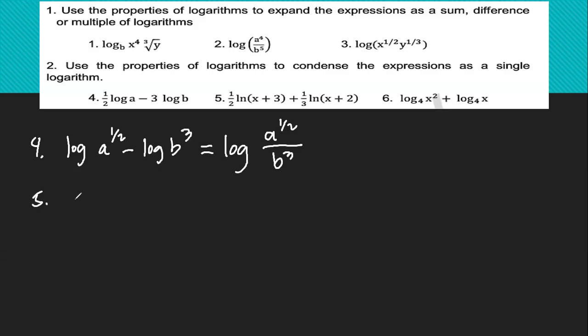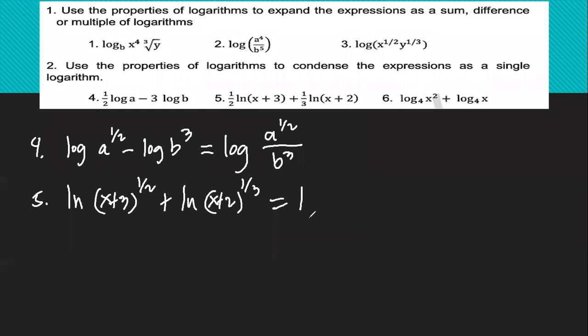Okay, number 5. So here the same thing. This one can be an exponent here, so you will have ln of x plus 3 raised to the power of 1/2. The base here is e, plus ln of x plus 2 to the power of 1/3. So they are both in the same base, so you can combine them as a single logarithm. By the way, in case their bases are not the same, you cannot combine them, you cannot rewrite them compactly into a single logarithm. So they should have the same base before you can combine them, just like here.